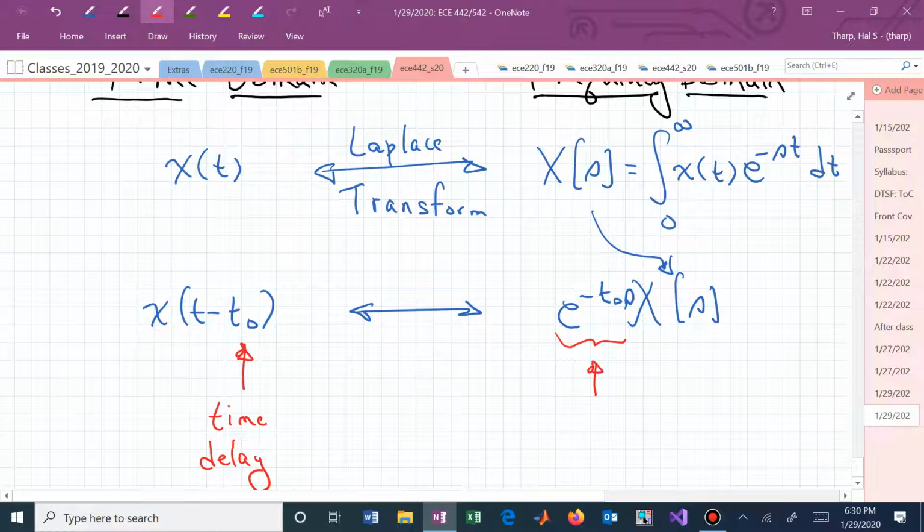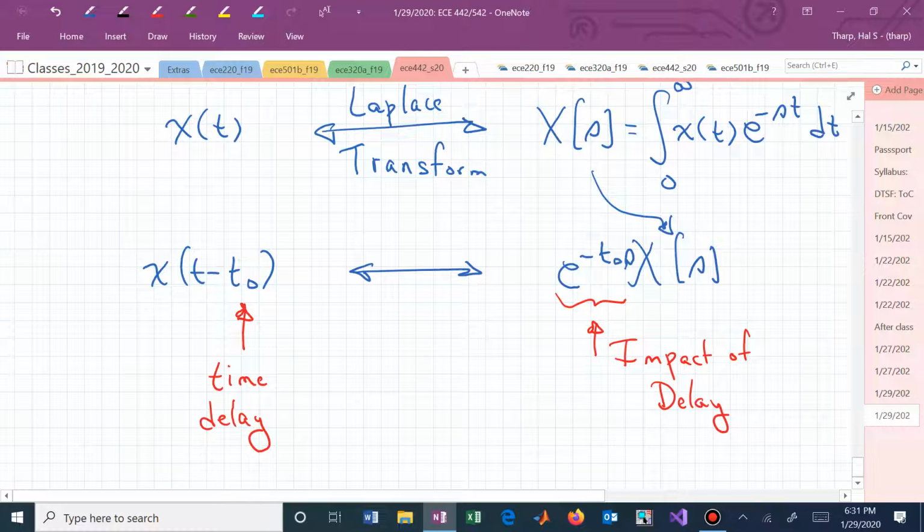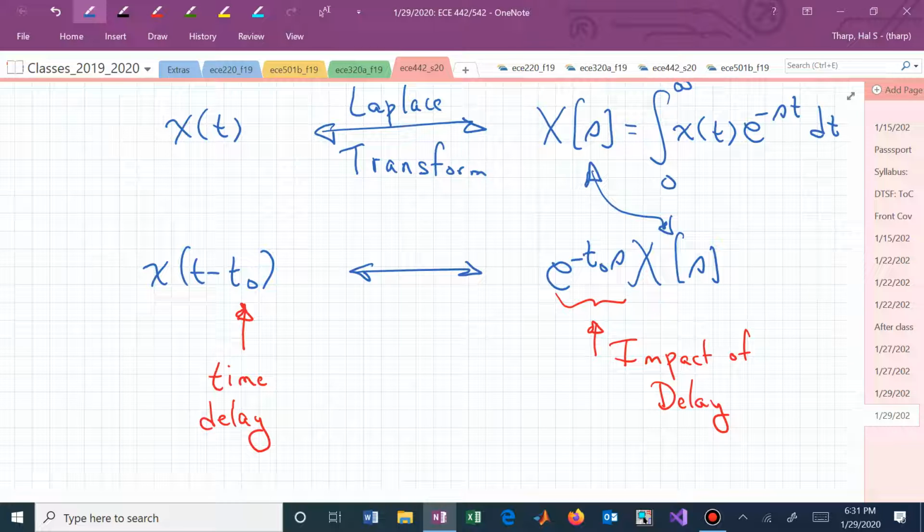This is now the impact of the delay. That's kind of ugly. I don't know if I can clean it up anymore, but that was e to the minus t sub 0 s, scaling capital X of s, which is the same as the Laplace transform of x of t. If we now delay x of t by t sub 0 units of time, then we simply weight capital X of s with this complex exponential e to the minus t sub 0 s.